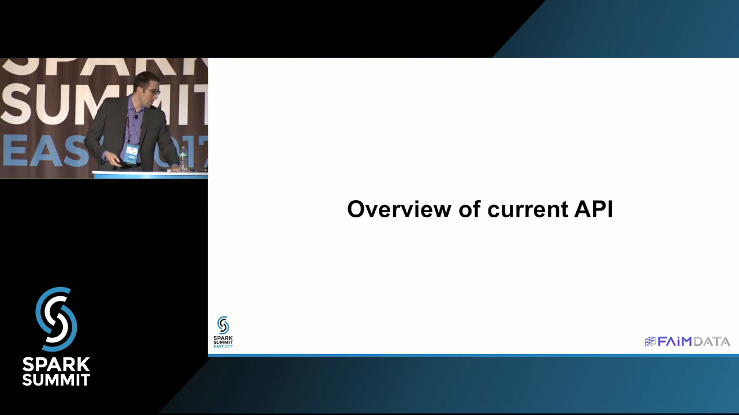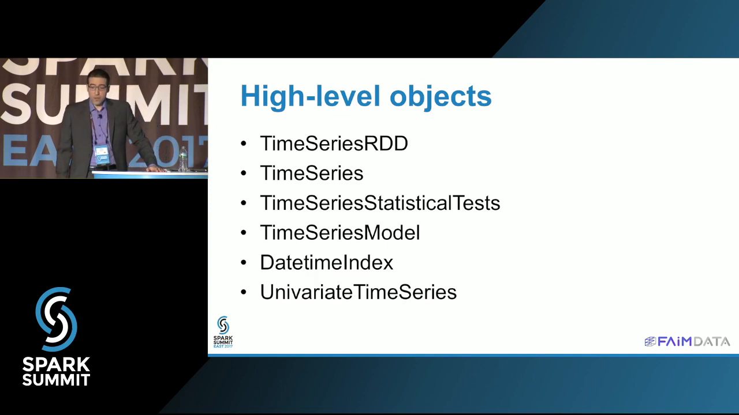So I'm going to go over the API quickly. Those are the high-level objects that you'll be interacting with as a user of the library. The first one, and probably the most important one, is the time series RDD object, which is our distributed multivariate time series. Then we have time series, which is a locally collected version of that time series RDD, on which you can perform the same kind of operations that you can on the time series RDD.